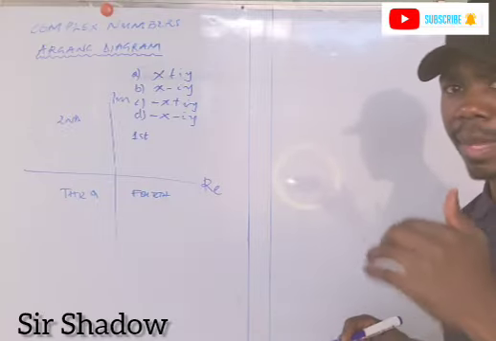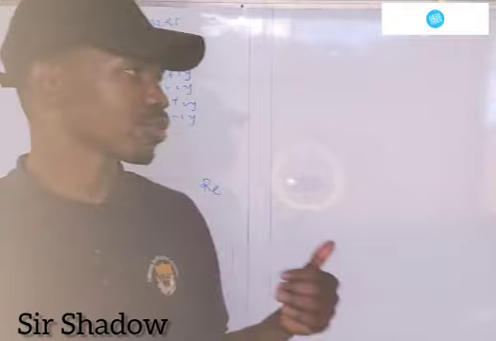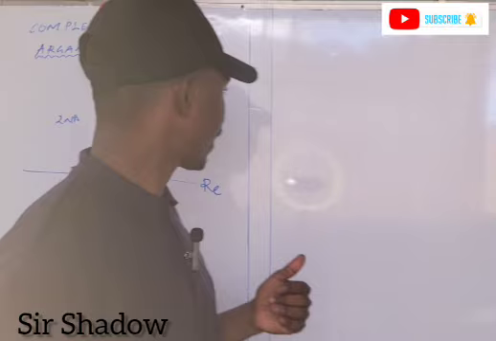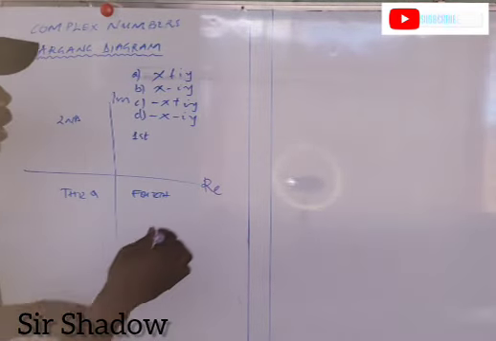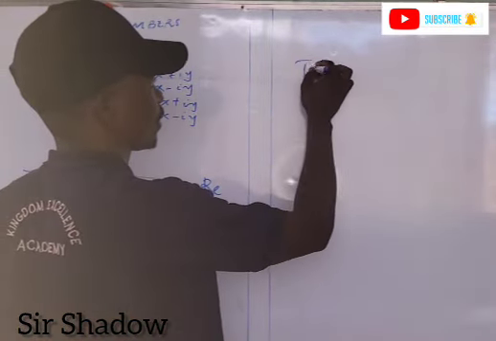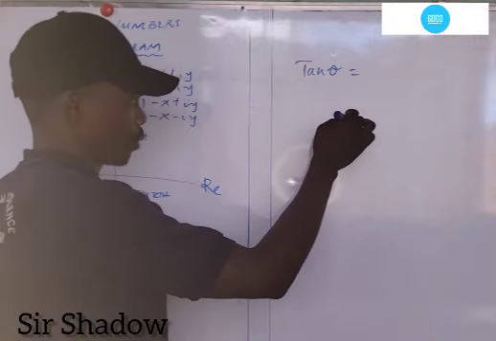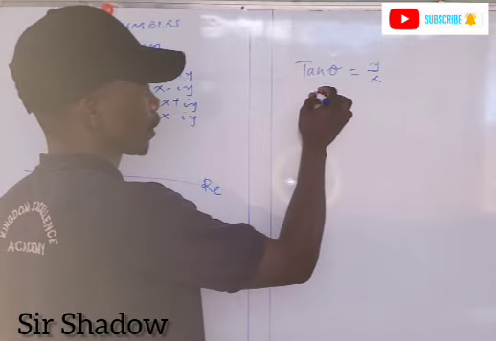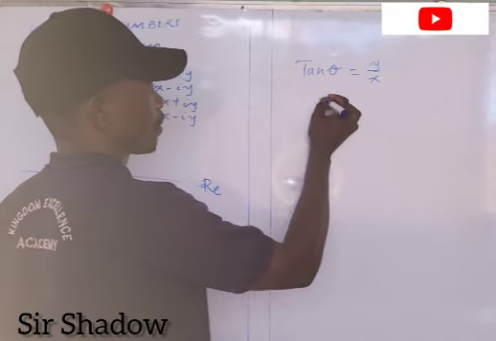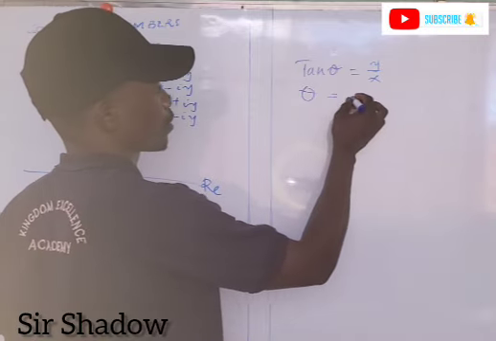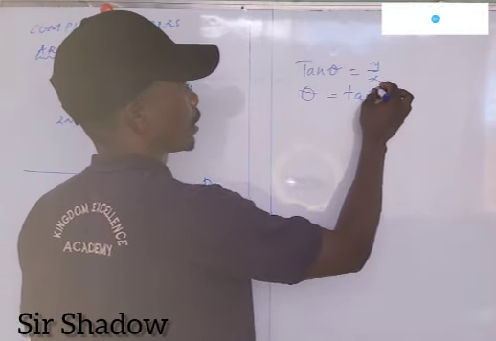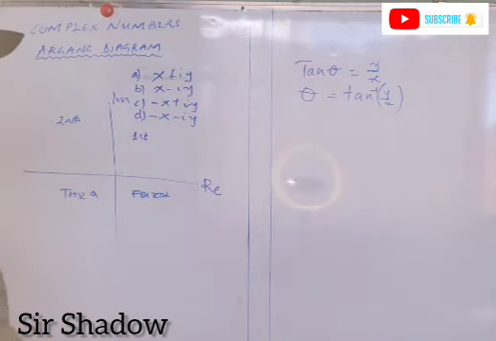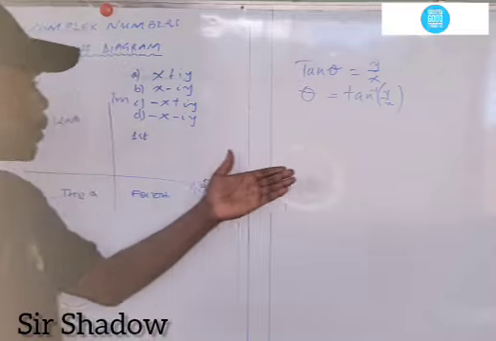Remember, whenever we are asked to represent a solution on the Argand diagram, what we have to find is the angle theta, right? So how do we find the angle theta? We say tan theta is equal to y over x, right? It becomes theta is equal to tan inverse of y over x. This is the best way to find the angle theta.